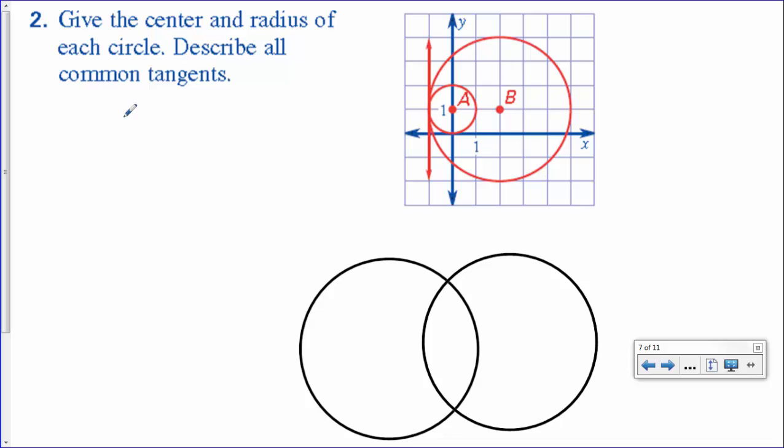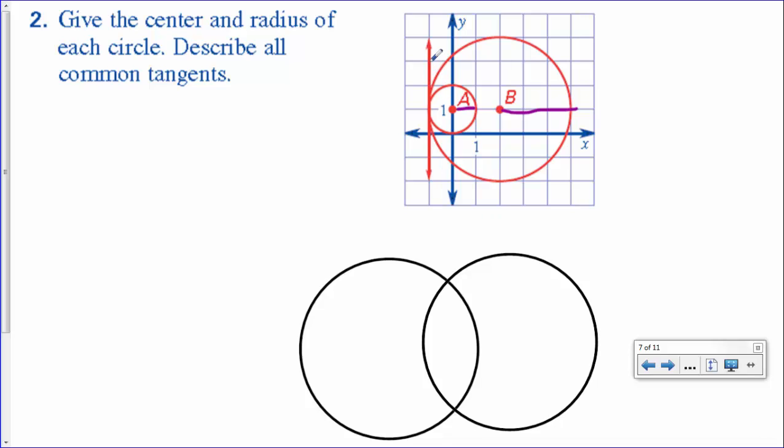Here's an example. Give the center and radius of each circle. Describe all common tangents. Here we can see that the center of the circle is at 2, 1. The little circle A has a center of 0, 1. The radius of this circle is 3 units. Here's the radius. The radius of this one is 1 unit.